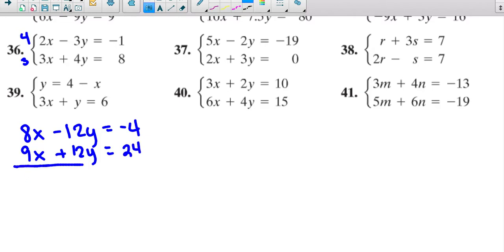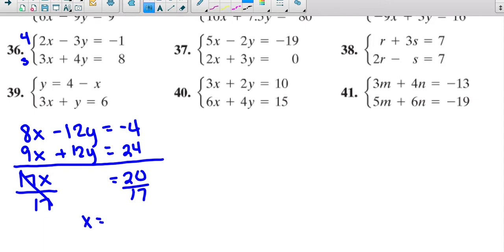Right, so now we are going to add these two equations together. 8x plus 9x is 17x. Negative 12y and positive 12y cancel. Negative 4 and 24 equal 20. So now we divide both sides by 17, and we have our value for x. This is not the pretty one, and I was just on autopilot when I did this one, so we'll stick with it.